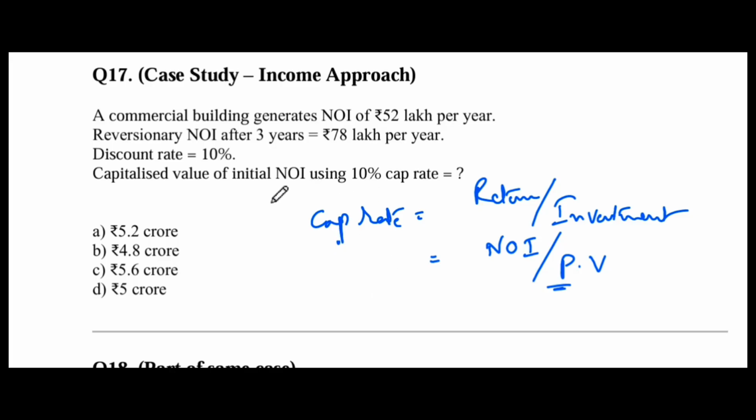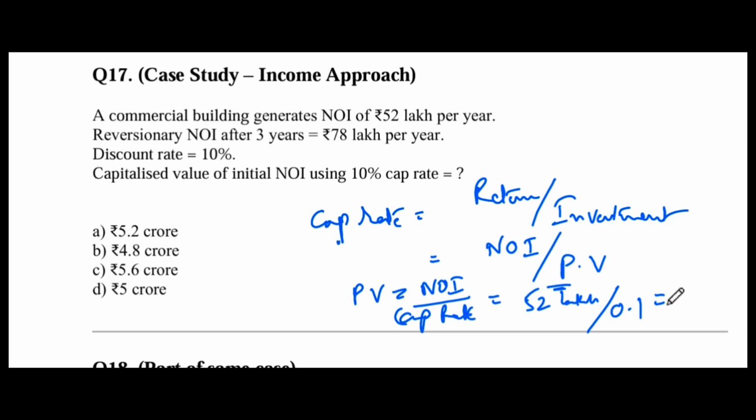So what will be the present value? EV will be NOI by cap rate. That means the capitalized value of initial NOI. Initial NOI is how much? 52 lakhs. 52 lakhs by cap rate of 0.1 means 520 lakhs, that means 5.2 crores. Right? This is the correct answer.